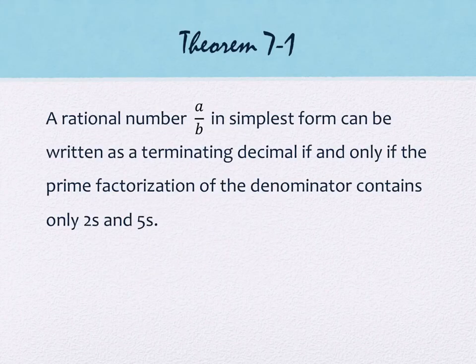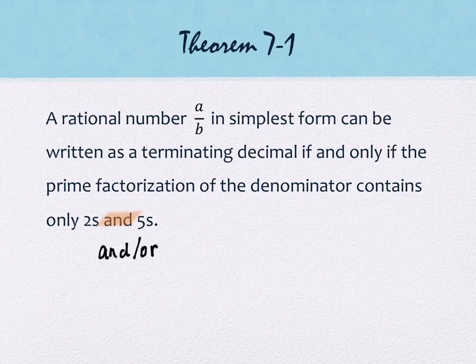Theorem 7.1 talks about how it is that we end up with decimals that are able to stop. So a rational number, a over b, in simplest form can be written as a terminating decimal, a decimal that stops, if and only if the prime factorization of the denominator contains only 2's and 5's. And this "and" is like an "and/or". So it could just be 2's, it could just be 5's, or it could be 2's and 5's.